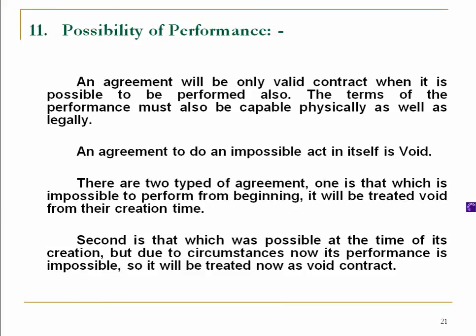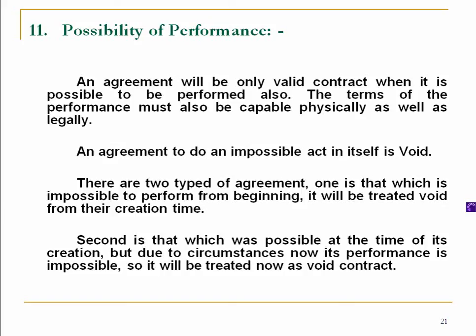Next, the last essential element is possibility of performance. An agreement will be a valid contract only when it is possible to be performed. If you make an agreement which is not actually possible to perform, that will never be a contract. And here you require performance physically or legally. If you are able to perform it physically, but it is never applicable in front of law due to some unlawful objectives or unlawful consideration, it will never be deemed as performance. An agreement to do an impossible act is known as void, it will never be valid. If you have made an agreement which is never possible to perform either physically or legally, then it will be a void deal.